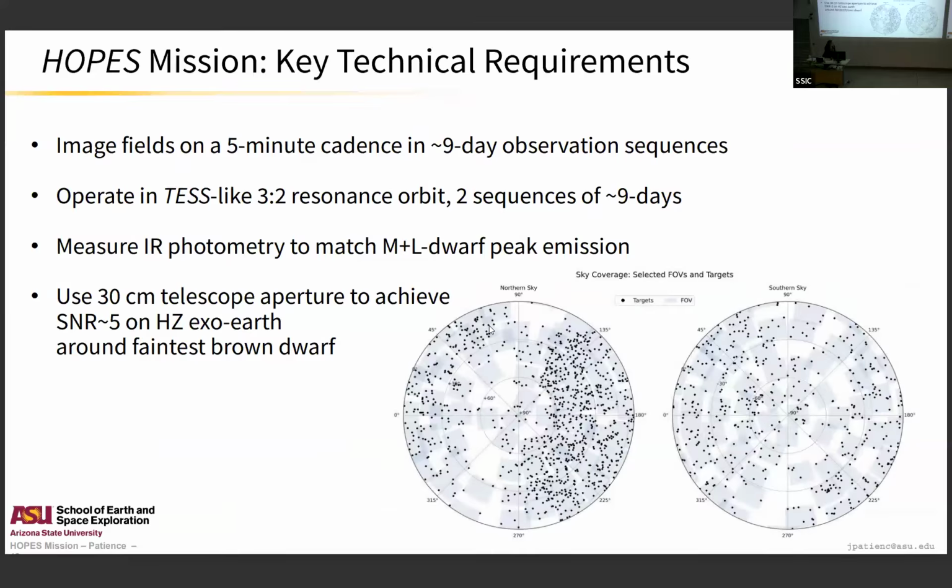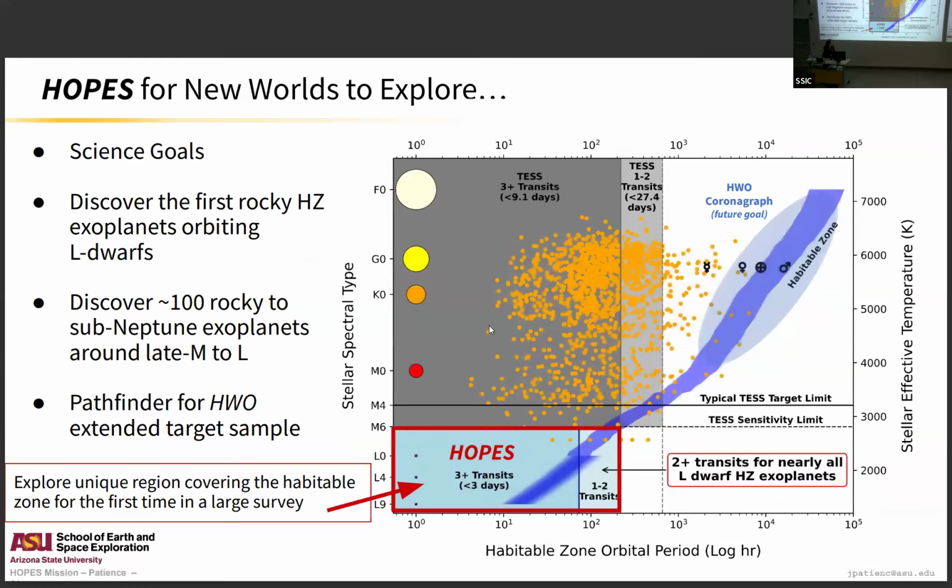And so then I'll just finish up with, these are some of the basic technical requirements for a mission. You would like to have something like 9-day observation sequences, an orbit like maybe 3-2 rather than 2-1, a reasonably sized telescope for something like a SMEX mission. And then maybe I should just put up again the summary in case there are any questions.